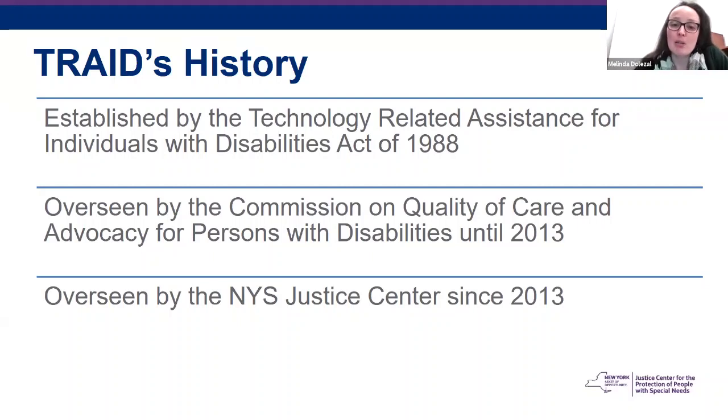We were overseen by the Commission on Quality of Care and Advocacy for Persons with Disabilities until 2013. My predecessor, Lisa Rosano, was with the program for quite a while, and she was at CQC. And then when the Justice Center was formed in 2013, TRAID came on board, and we've been with the Justice Center ever since. So we are part of the Office of Outreach, Prevention, and Support, as is some of our sister units, IFSU, as I mentioned, surrogate decision-making, prevention and quality improvement, forensics, and obviously us.